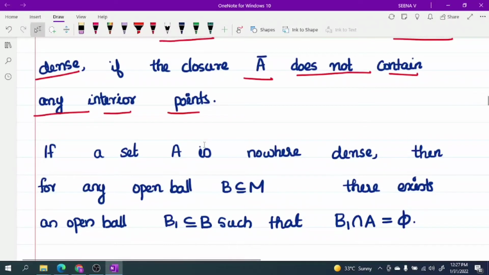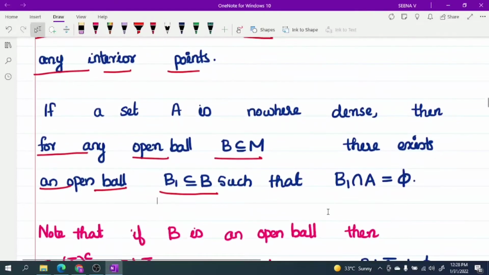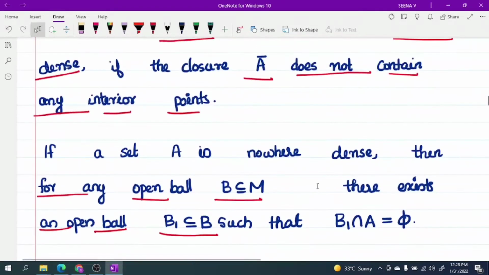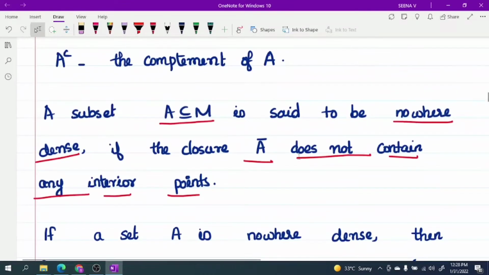So, if a set A is nowhere dense, what's the meaning of that? Then for any open ball B subset of M, there exists an open ball B1 contained in B such that B1 intersection A must be empty. Okay. So what is the meaning of that actually?